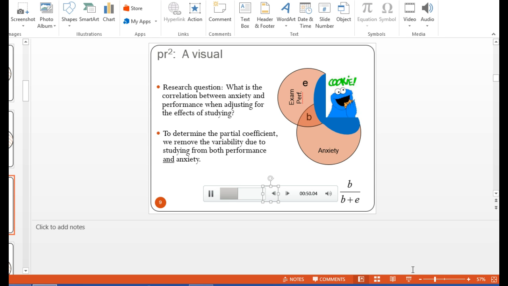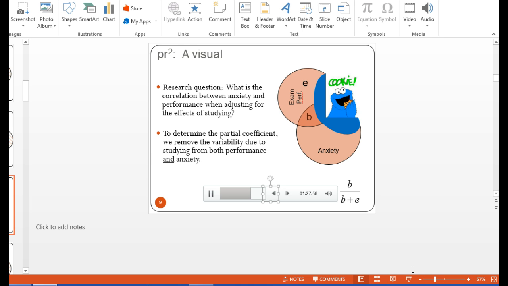Okay, so that's the partial correlation, and as you can see in the formula down in the bottom right, the little B section of the diagram is on the numerator, because that's the unique variance, and then the denominator for that is all of the variance in exam performance, the DV, that is not attributable to the control variable, in this case the studying variable. So that would be the B plus E sections. So that forms the denominator. So take note of that denominator. I'll mention it in the next slide when we compare the denominators of the semi-partials and the partials.